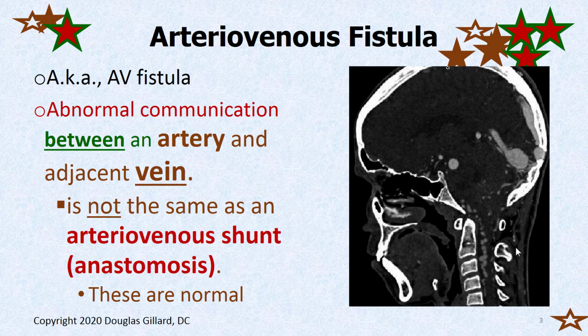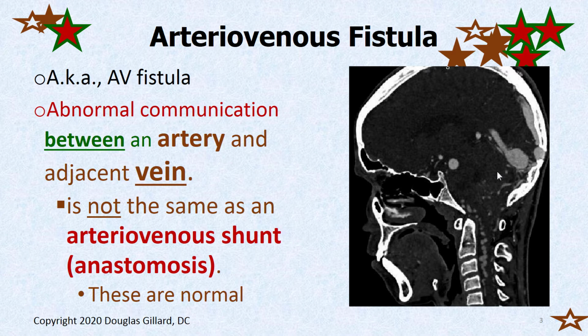Let's talk about arteriovenous fistulas. So AV fistulas. A fistula is an abnormal communication between two tubes, right? We've talked about that before. In this case, arterial means it's an artery and venous means it's a vein. So it's an abnormal connection between an artery and a vein.